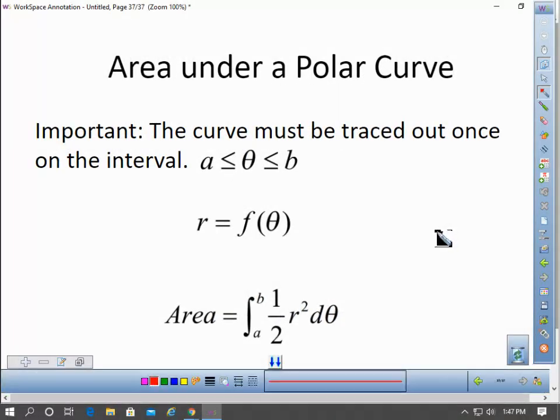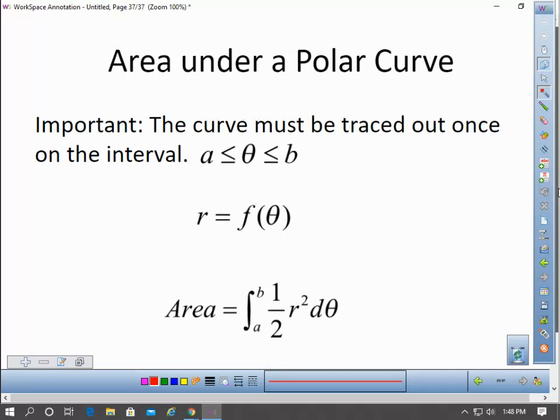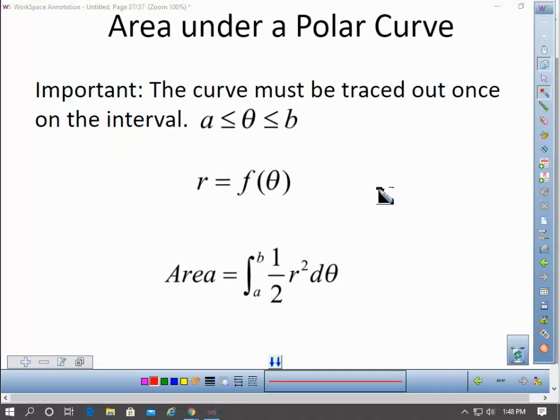The important thing to remember, just as with parametrics, is that the curve can only be traced out once on your interval, because if it traces out twice, then you're going to have twice the amount of area. That makes it kind of tricky. So you have to make sure that when you are doing the area, you only trace out the curve once.